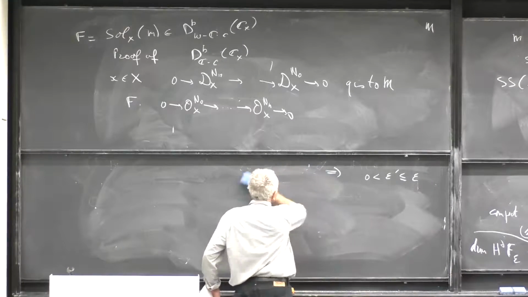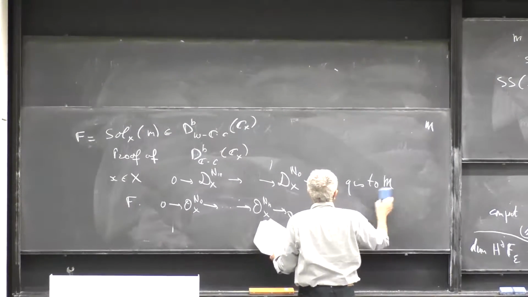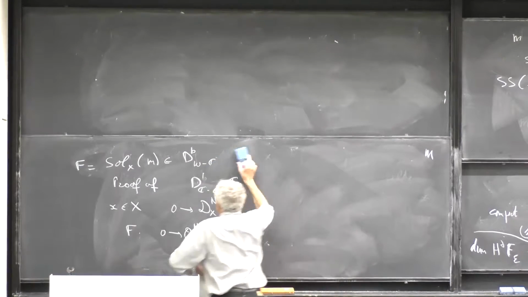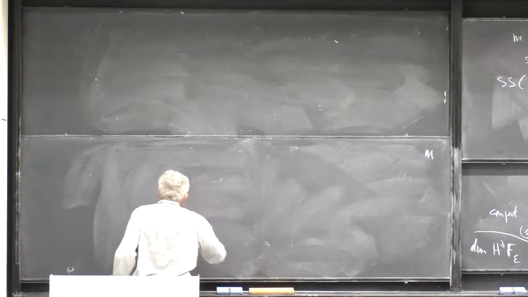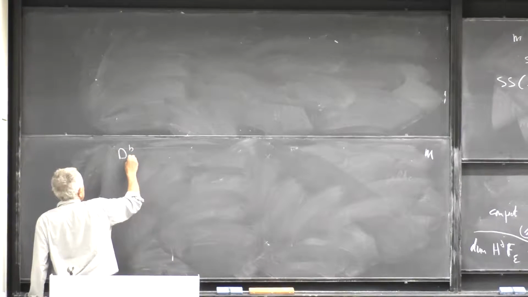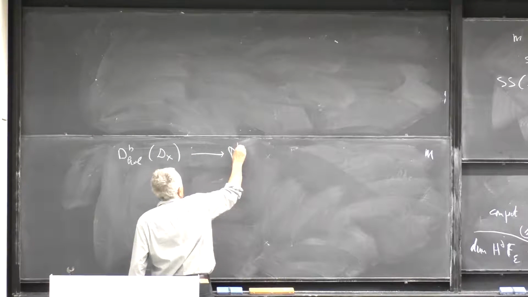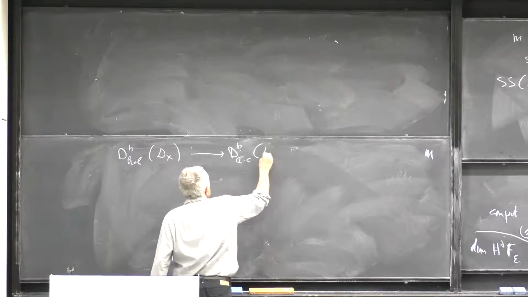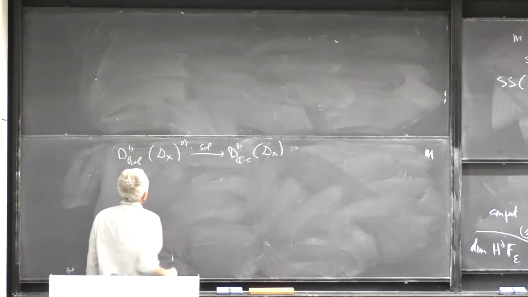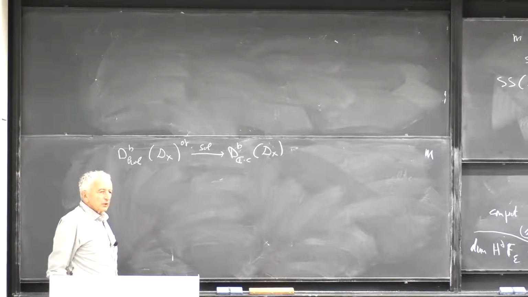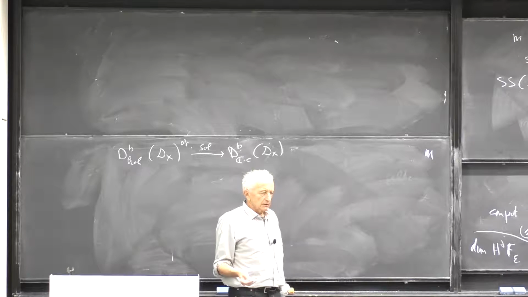So I think I have not given too many details. I don't have so much time. So we have proved that we go from D^b_coh(D_X) to D^b_C(C_X) by the functor of solutions. Okay. And a natural question will be, is this functor an equivalence of categories?